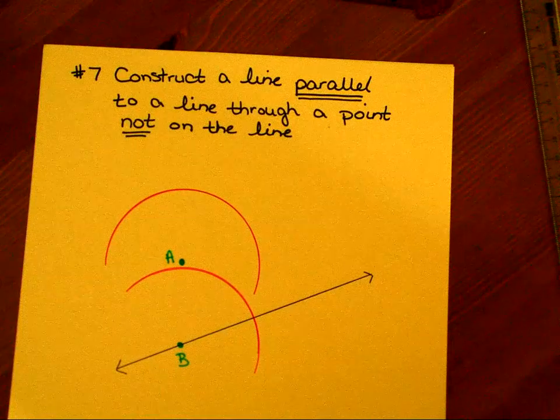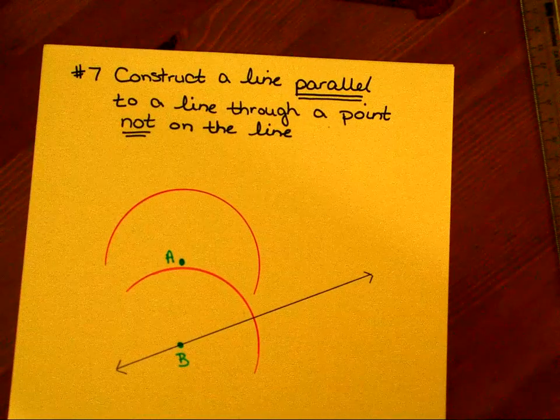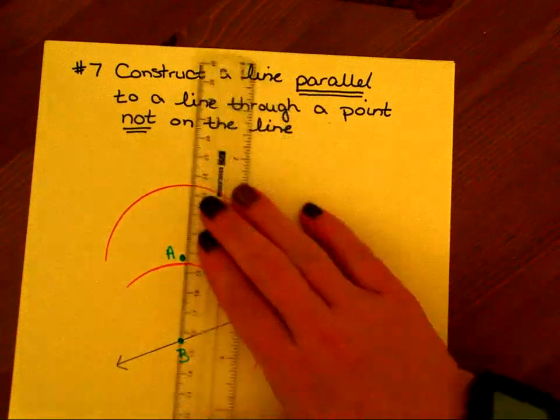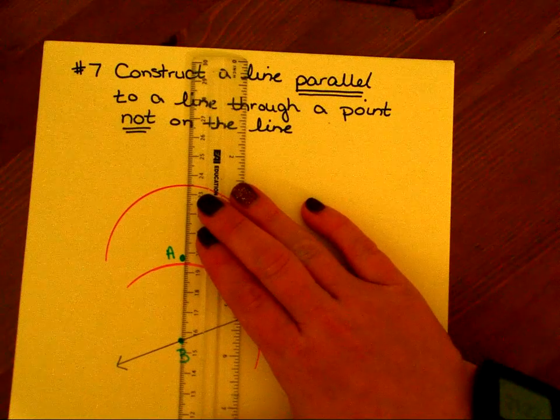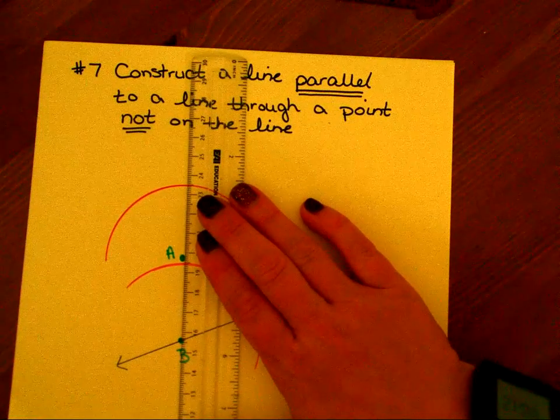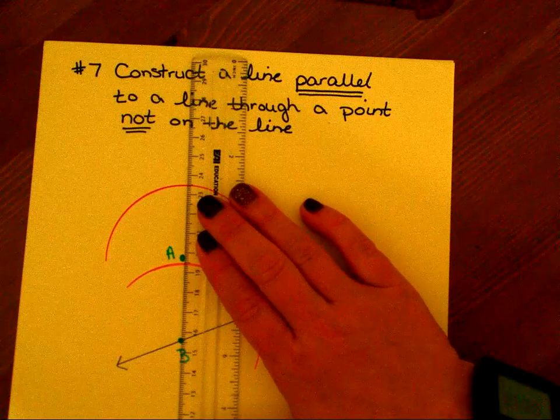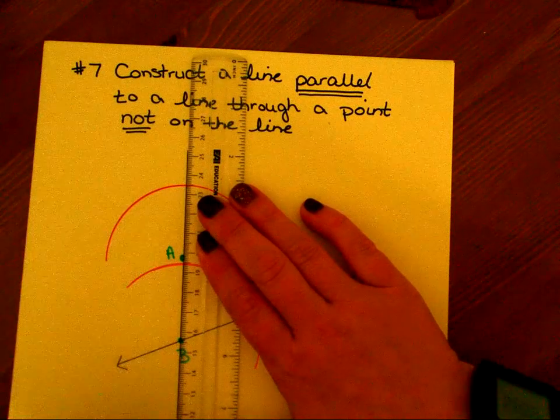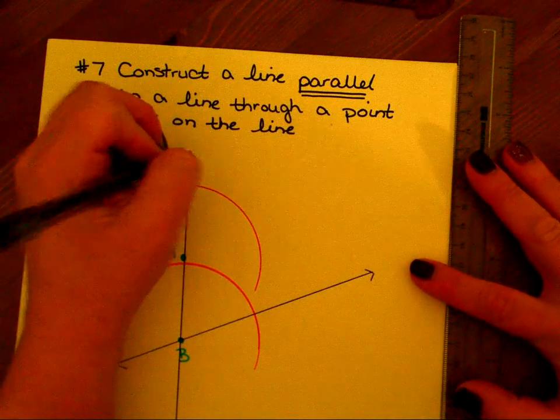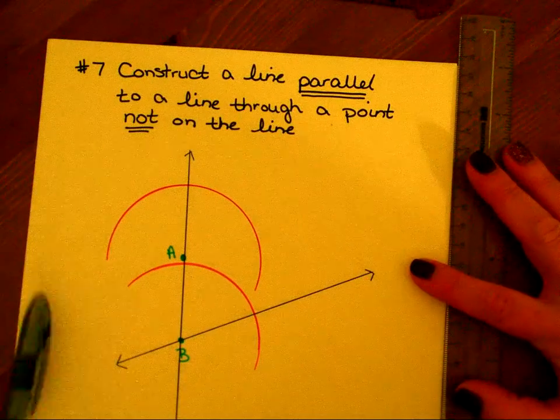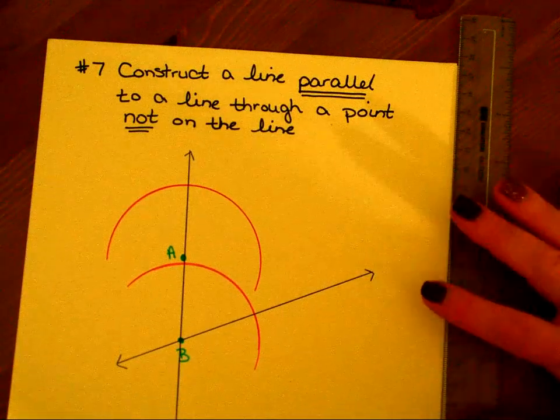Okay, my next step, we have two parts here. First, I'm going to connect point A and point B to create a line. It will be my transversal. Again, remembering that we need nice arrows on the ends.